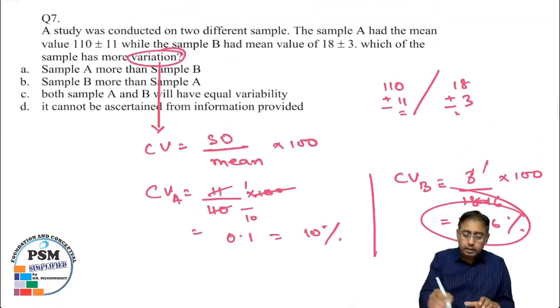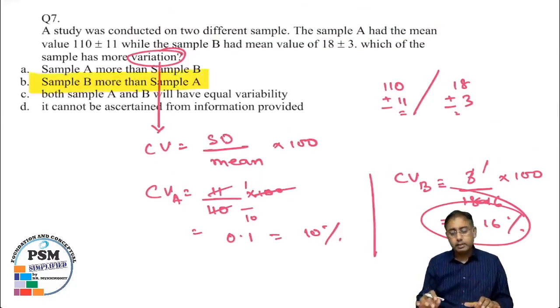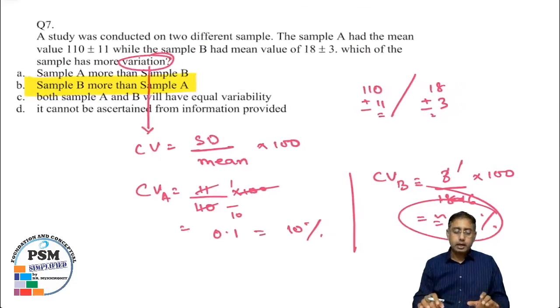So sample B is more variating than sample A. So this has higher variations.